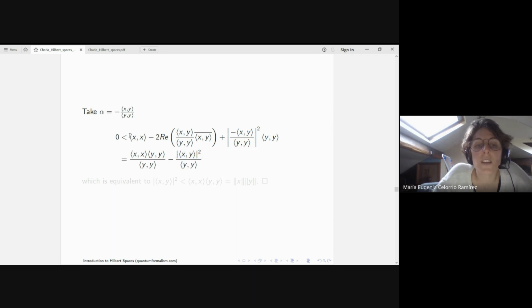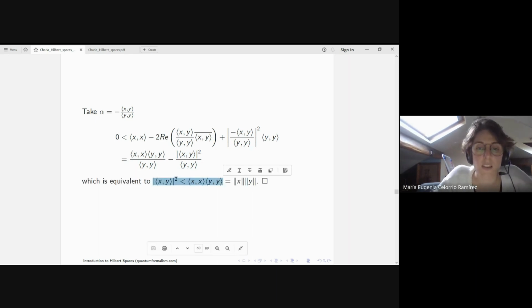And I just wrote this inner product of x by itself with the same denominator, so I just need a yy multiplying there. So we have that this expression is strictly greater than 0. Because we know that this is not negative, we can forget about it, and we get that the inner product of x by itself times the inner product of y by itself minus the modulus of the inner product of xy squared is strictly greater than 0. Now we can move things around, and this is equivalent to saying this, which is exactly what we wanted.